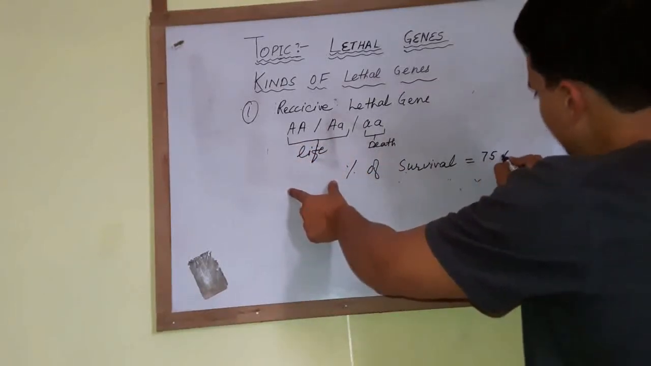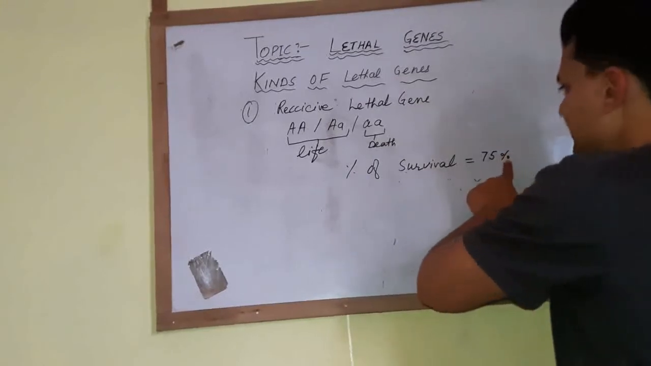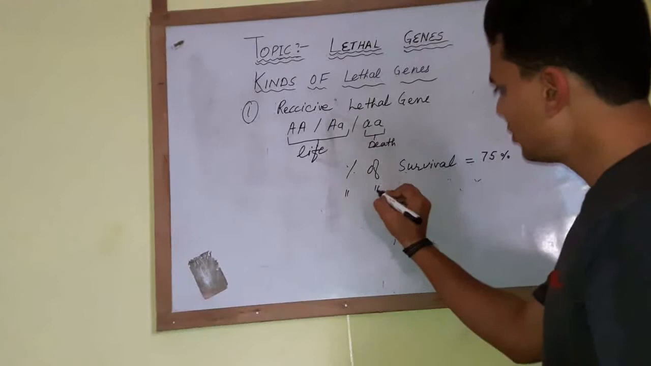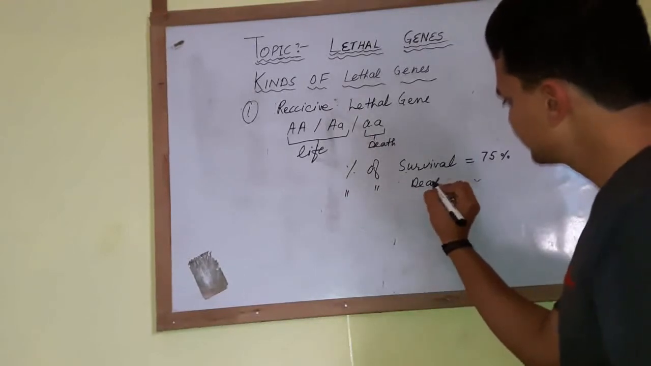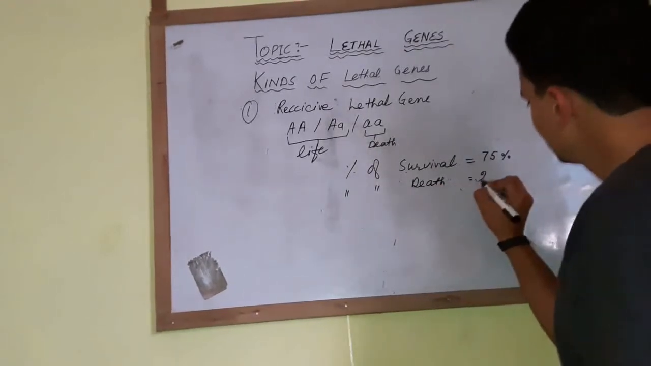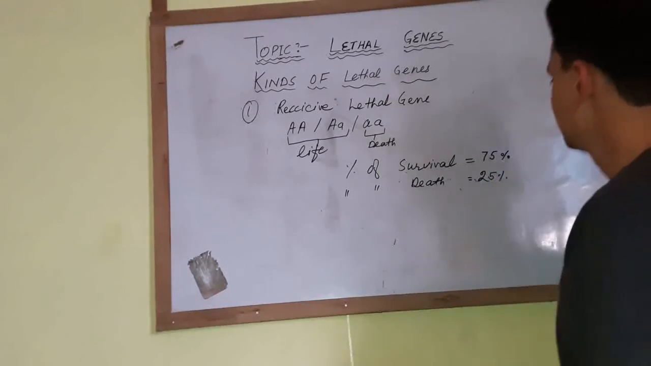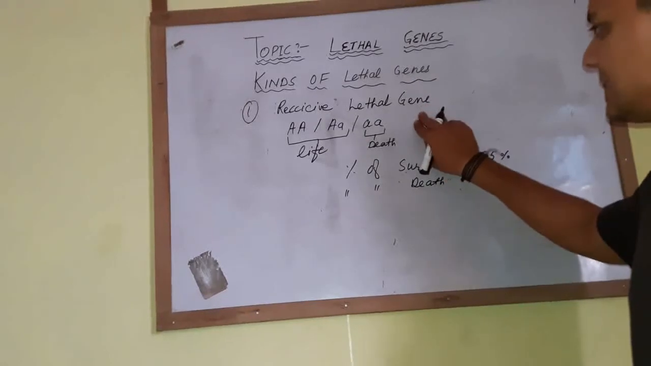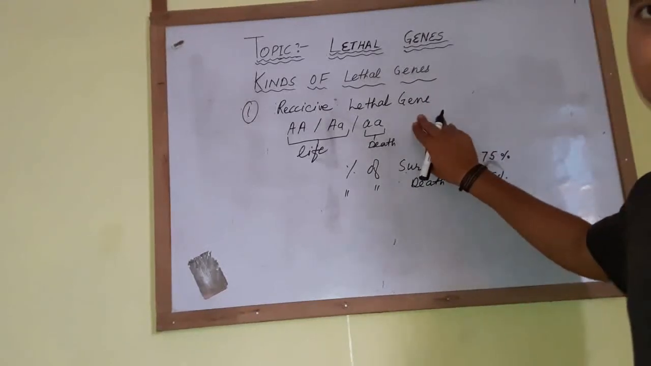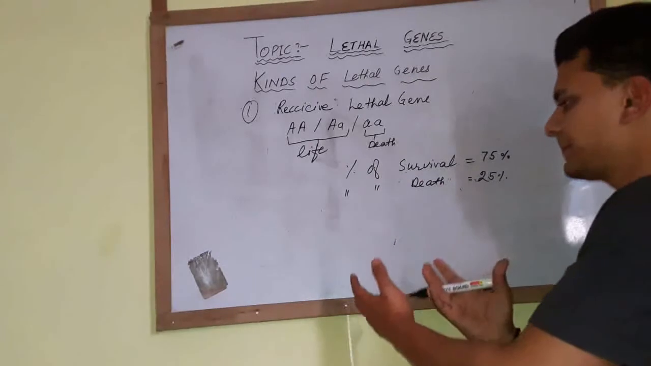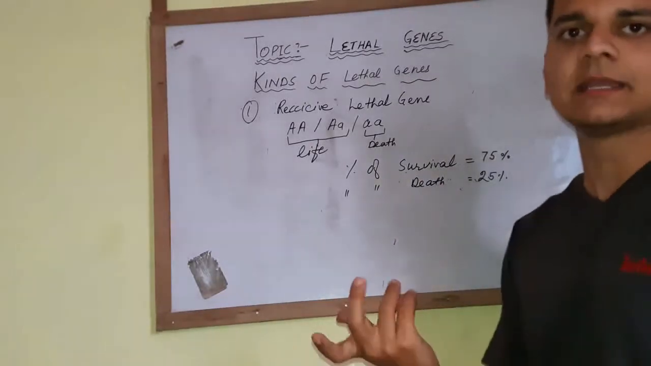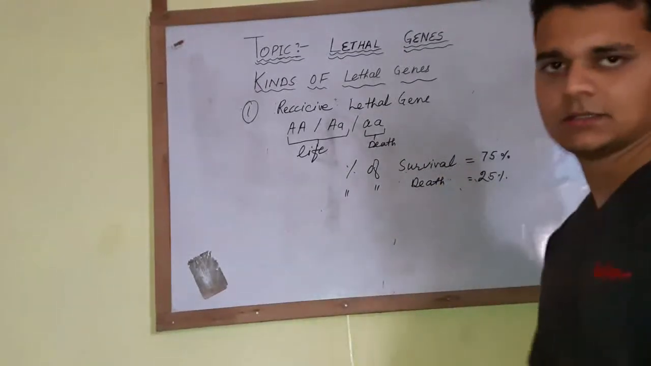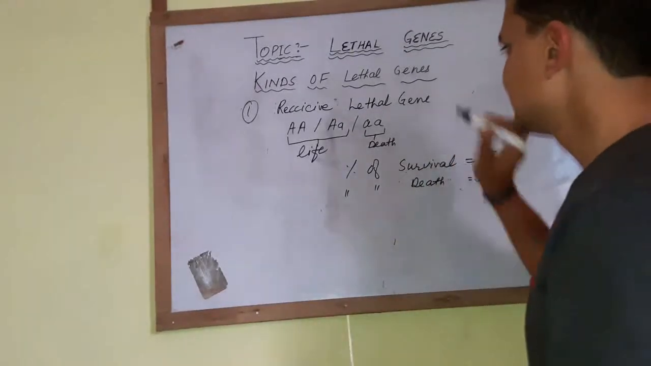75% of the offspring are going to survive, right? When we talk about percentage of death in this case, only 25% of offspring are going to die. So this case can be said more perfect, because naturally the live offspring that we will get are 75%, right? So this is recessive lethal genes.